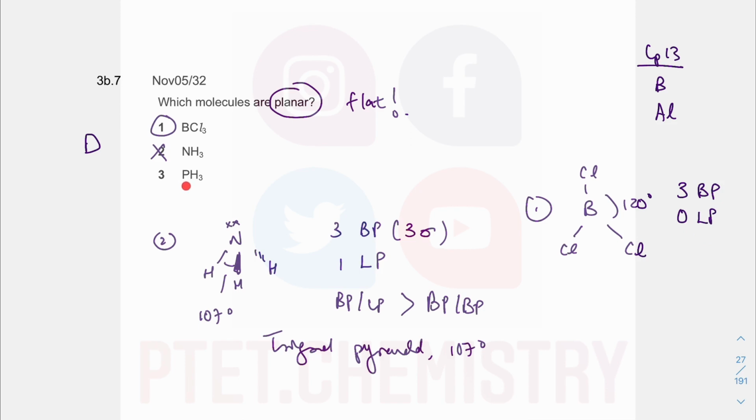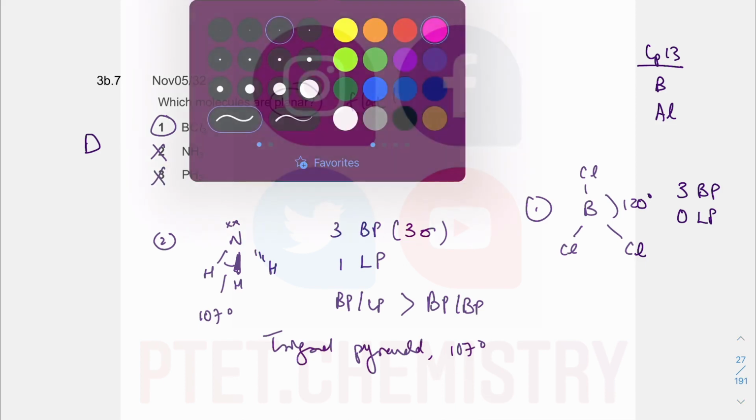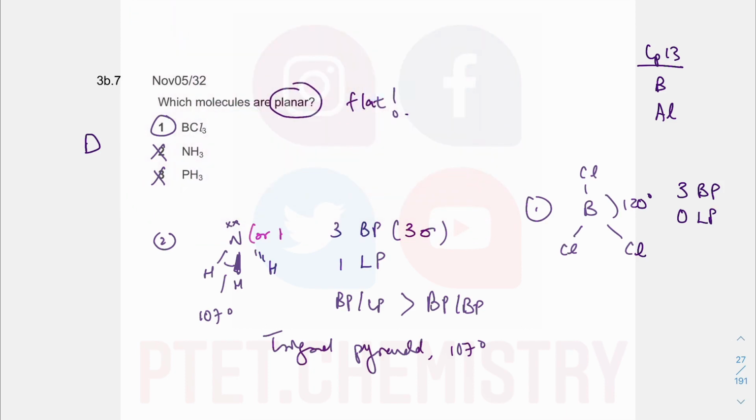PH3, covered in the previous question. Phosphorus is just below nitrogen in group 15. So replace this nitrogen with phosphorus, you're still going to have 1 lone pair and 3 bond pairs. Okay, so PH3 is also trigonal pyramidal, 107 degrees. Phosphorus is the same thing, because group 15, you have nitrogen, phosphorus, and so on.